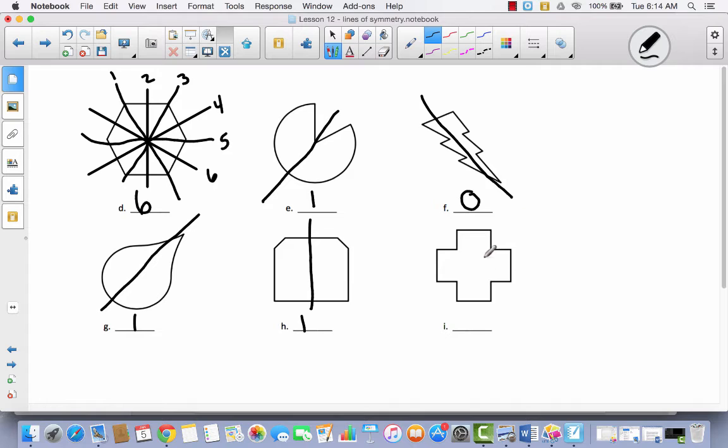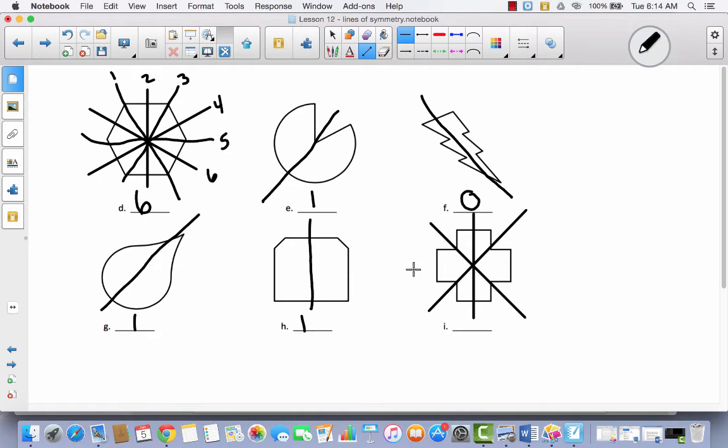And then when you look at this X or this plus sign, it has several. So I'm going to use a straight line here. Okay, so you can go through the corners like this. So you have 2, and then you can go 3, 4. All right, so it has 4 lines of symmetry.